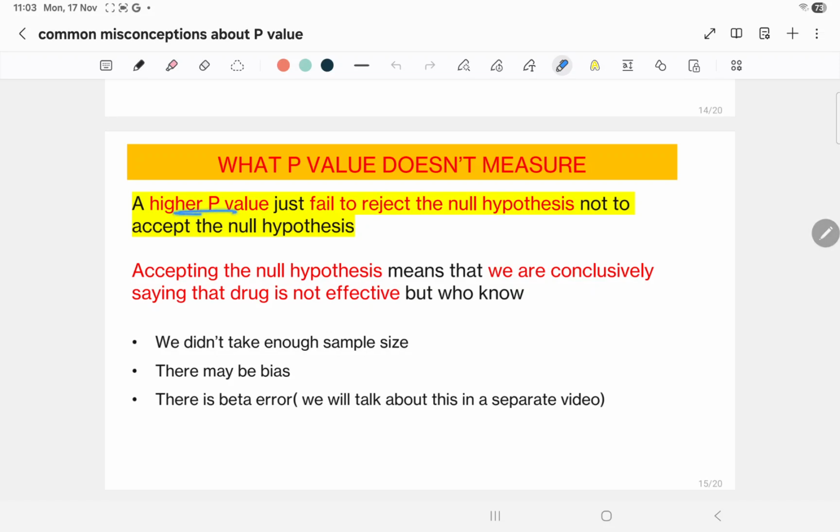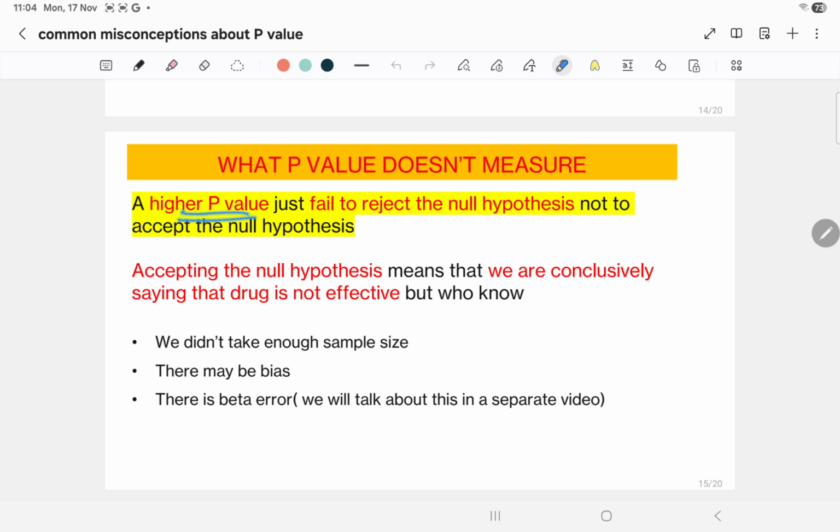A higher p-value shows that the data is not statistically significant, but that just means that we fail to reject the null hypothesis. That does not mean that we are accepting the null hypothesis. Let me explain why. Accepting the null hypothesis means that I am conclusively saying that there is no effect of the drug or the two groups are not different. So I am conclusively saying that my null hypothesis is true. That is accepting the null hypothesis.